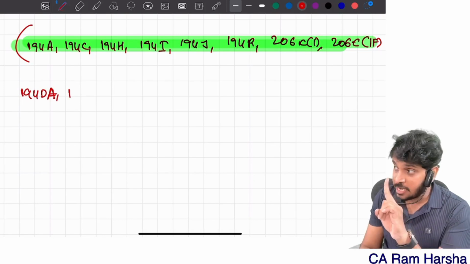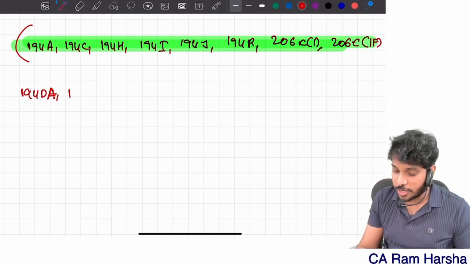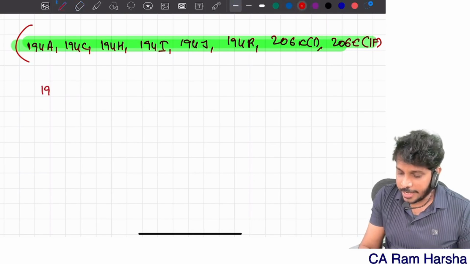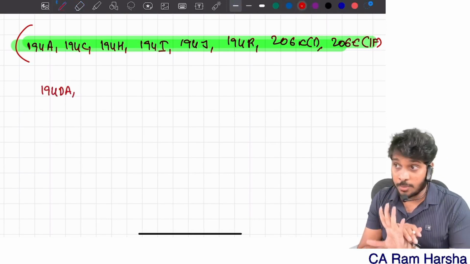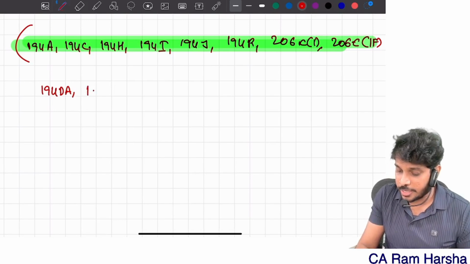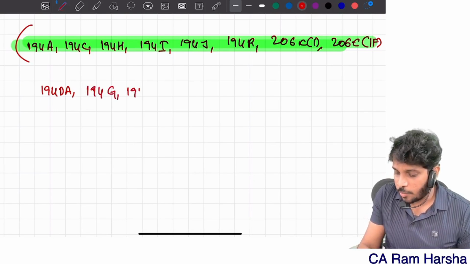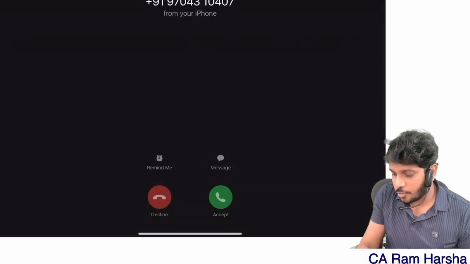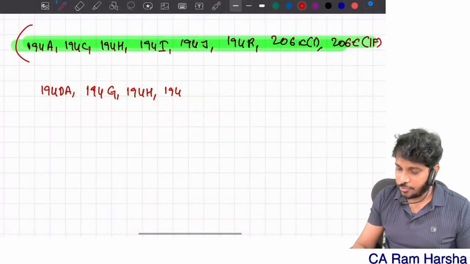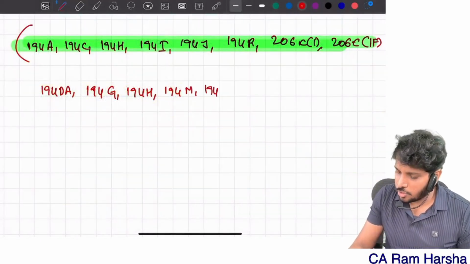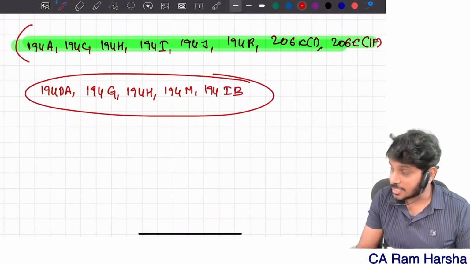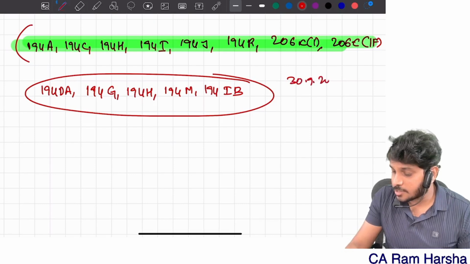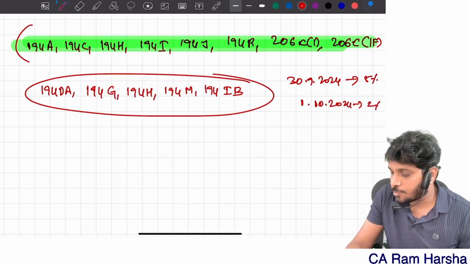I am talking about amendments. Which sections are they in? 194DA, major amendments, 194G, 194H, 194M, and one more, 194IB. In all these sections, the TDS rate up to 30th September 2024, this is the most important amendment, was 5%. From 1st October 2024, it is 2%.